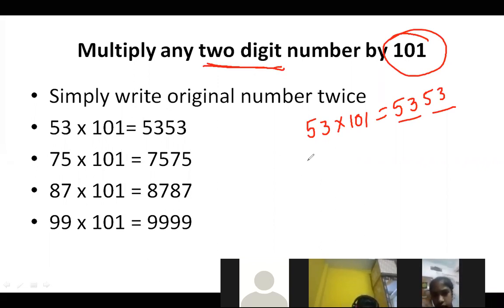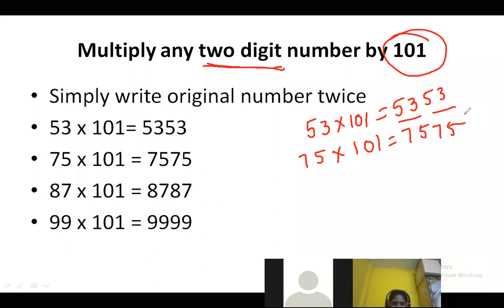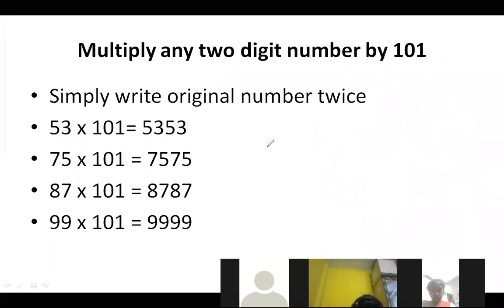So 75 into 101. Can you say the answer? 75, 75. That's it. 87 into 101 is 87, 87. That's it. Okay, 99 into 101. Same. Very, very easy.